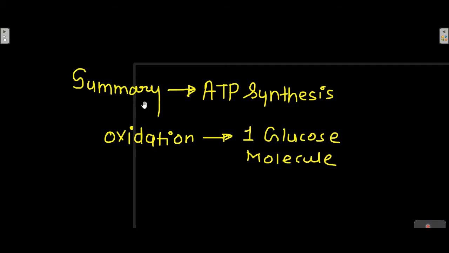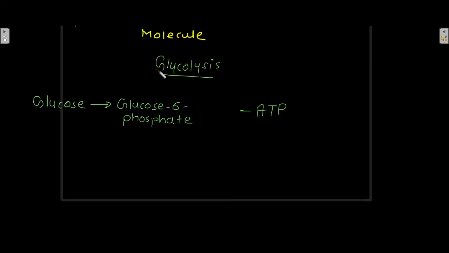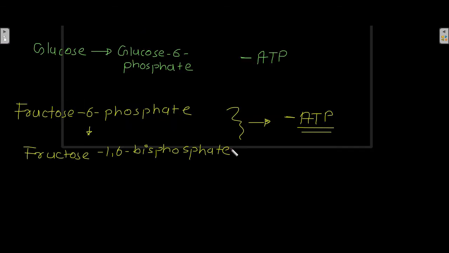Now let's see the summary of ATP synthesis by doing oxidation of one glucose molecule. During glycolysis, when glucose is converted into glucose 6-phosphate, one ATP molecule is consumed. The minus sign represents that one ATP molecule is being consumed when glucose is converted into glucose 6-phosphate. Also during glycolysis, when fructose 6-phosphate is converted into fructose 1,6-bisphosphate, one ATP molecule is consumed.